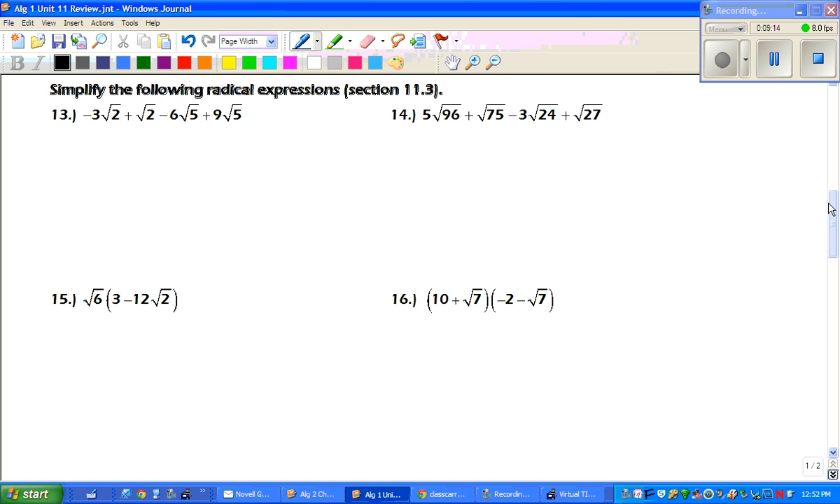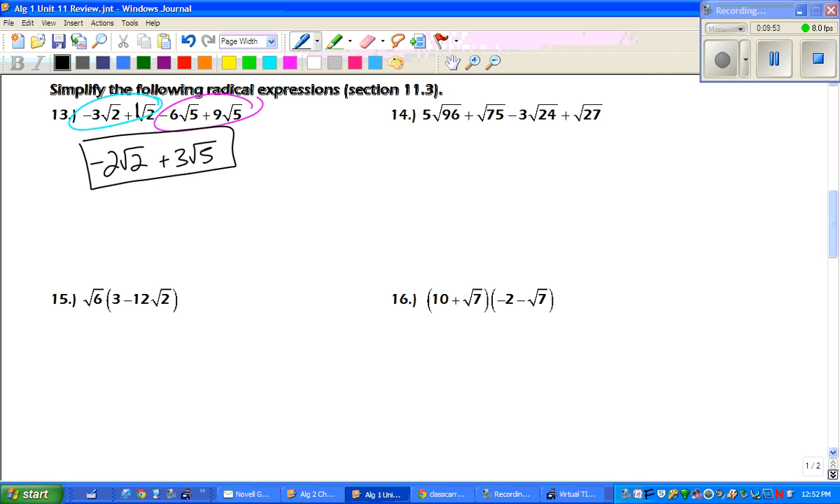Alright. Number 13 says to simplify. We want to look for things that are like terms. Okay, and we can combine those. That's negative 3 plus 1. Well, negative 3 plus 1 is negative 2 root 2. We can't simplify that. Okay, and number 13, negative 6 plus 9. Well, negative 6 plus 9 is 3 root 5, and we can't do anything else. Okay, you combine your like terms, and that's it.